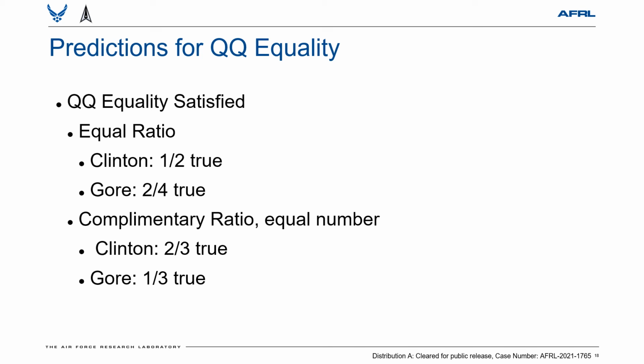The ACT-R model predicts that the QQ equality will be satisfied under the following two conditions. First, the QQ equality is satisfied if the ratio of true to false statements is equal. For example, 1 out of 2 statements are true for Clinton, and 2 out of 4 statements are true for Gore. Second, the QQ equality is satisfied if the ratio of true to false statements are complementary and the total number of chunks for each person is equal. For example, 2 out of 3 statements are true for Clinton, and 1 out of 3 statements are true for Gore.